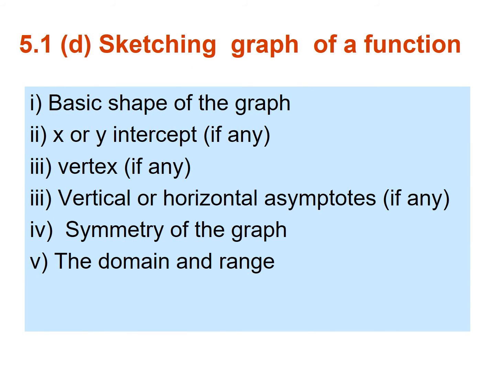Next, we continue with 5.1d, sketching the graph of a function. We may consider some clues in sketching the graph of a function. The first one, know the basic shape of the graph. The second one is determine the x or y intercept if any, and then the vertex if any, and then vertical or horizontal asymptote if any, symmetry of the graph, and finally the domain and range.